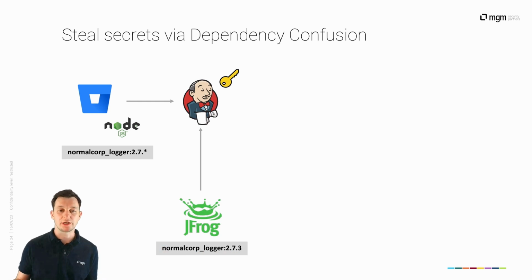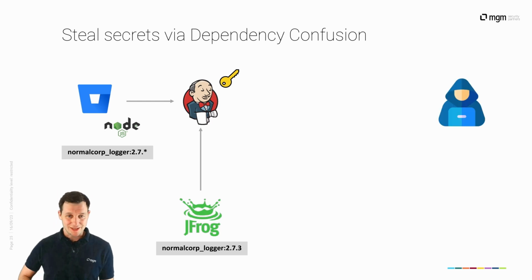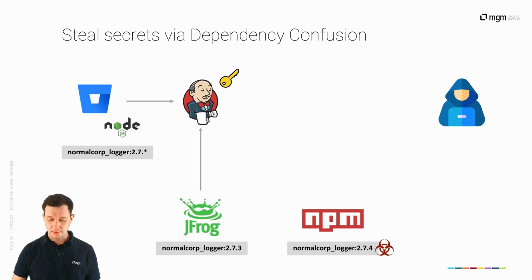No space for a hacker here, right? So what could a hacker do? Well, what a hacker could do is use dependency confusion and just try to find out whether the company missed configuring the JFrog Artifactory or any other repository system in a proper way. And how to do this? He just creates in a central repository, in this case the central npm repository, a normcorp_logger in version 2.7.4.